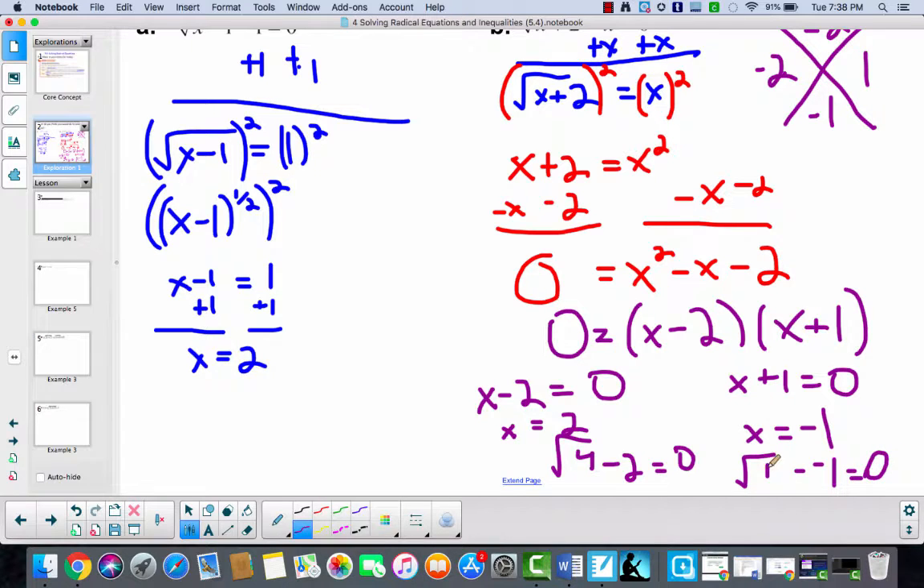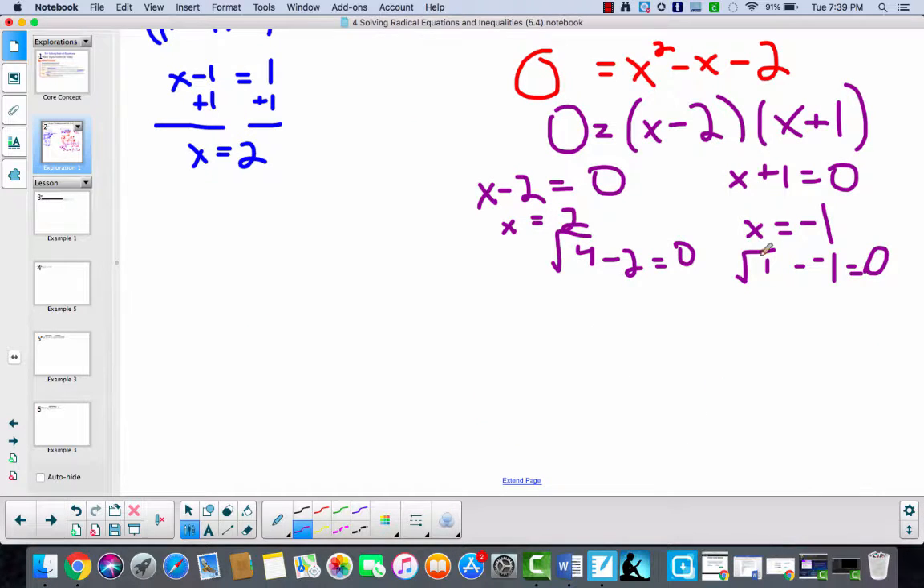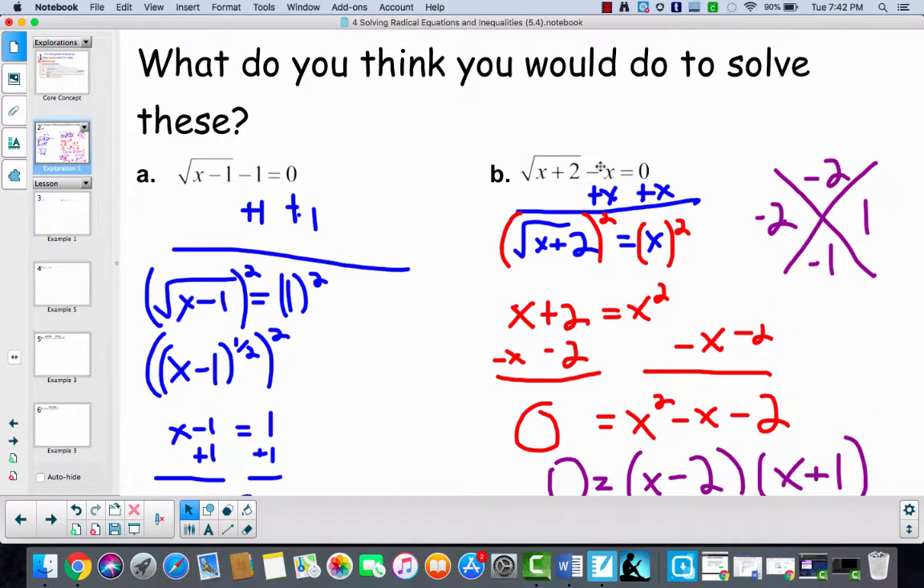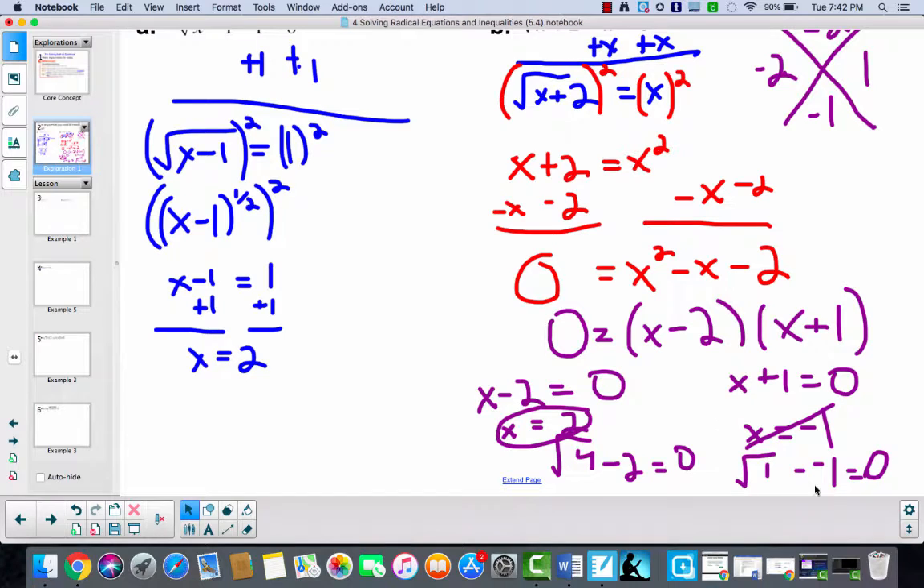Well, when we're solving, we are only looking at the positive square roots. The square root of 1 is 1, but minus a negative is plus. So is that a true solution? No, it's not. So this is my only solution for this one. Remember, it's always important that we check to make sure that our answer does not give us a negative value. We can't say that the square root of 1 is negative 1, and so this does not work.